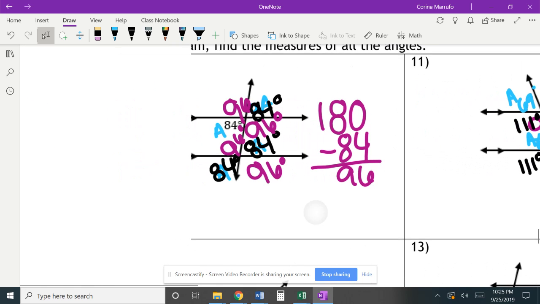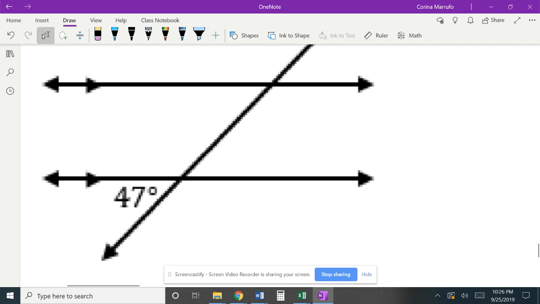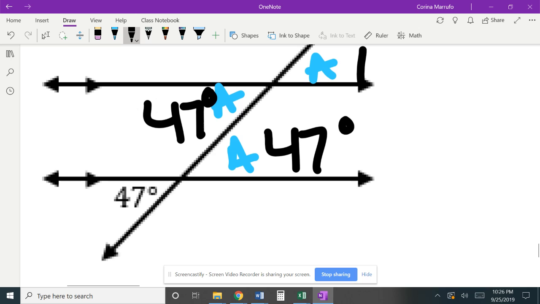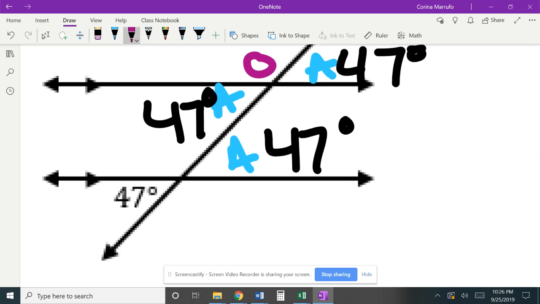All right, number 12. Once again, we have this angle is 47, so all of your acute angles are going to be 47. So 47, 47, and 47, because all of those are your acute angles. And then you go ahead and label all of your obtuse angles. So all my obtuse angles here are going to be, we don't know, we still need to find out.